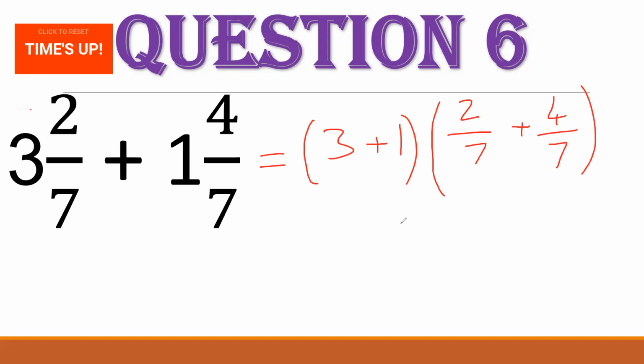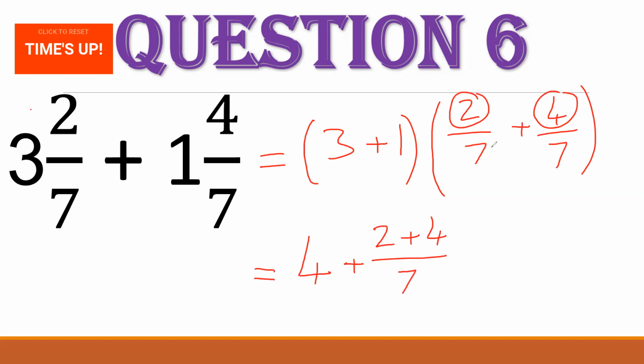Okay, this is my step 1. Step 2, 3 plus 1, I know it is 4. And I'm going to add these two, 2 and 4. Let's write 2 plus 4 over 7. One more time, let's remind you, we are not adding 7 and 7. We are just writing 7 here. And then, so what I have now, we don't need to say plus here, sorry. So just write in brackets. And 4, we have coming from 3 plus 1. And 2 plus 4 is 6 over 7.